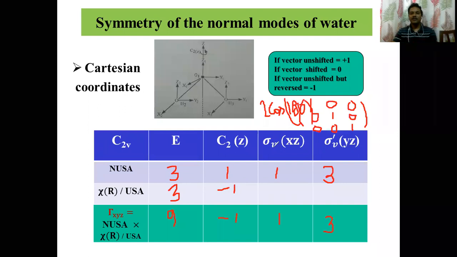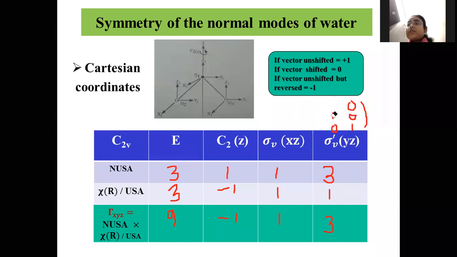Now sigma v, of course, you are going to get 1, right? And then sigma v prime also, exactly, you are going to get 1, right? So that is the character for each of the unshifted atoms we get, right?